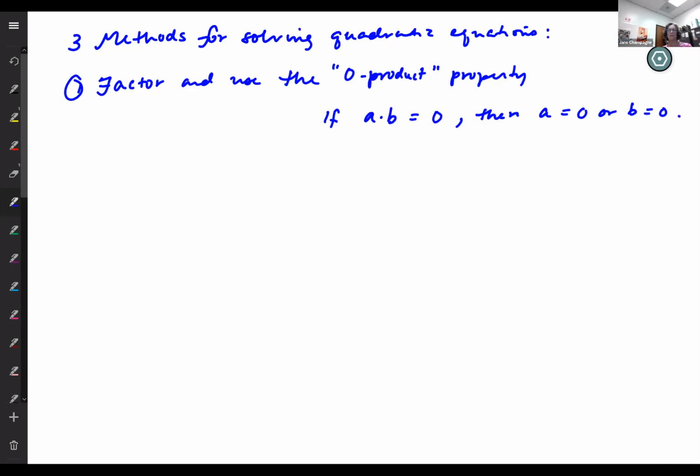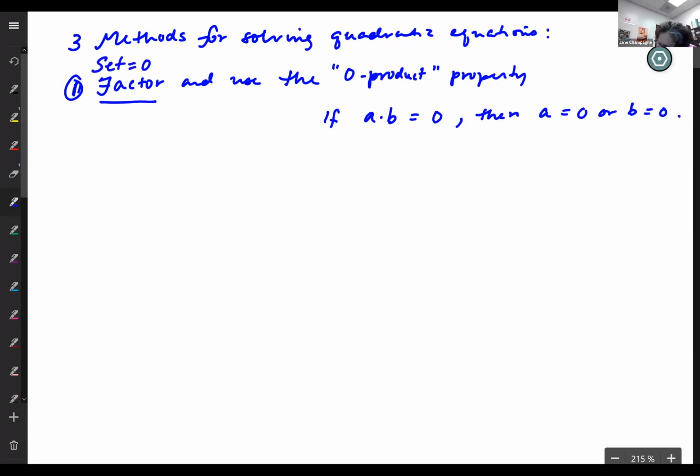I mean, think about it. 2 times 5, nope, not 0. 10 times 12, nope, not 0, right? It would have to be something times 0 to give you 0. So if you factor the quadratic, the trinomial, then, as long as you've got 0 on one side, that's the key. You gotta actually set equal to 0 first. Then factor and use the 0 product property.